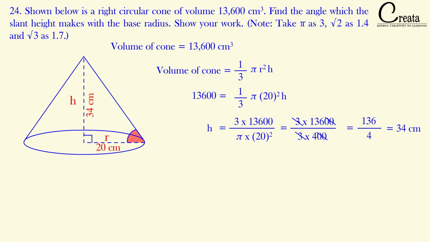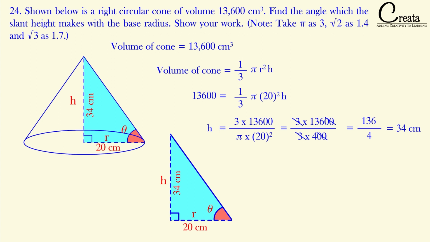The radius is already given in the question. We have to find this angle. Let's assume this angle as angle theta. If you observe, this is a right angle triangle. Once we got a right angle triangle, we can easily apply the trigonometry in the triangle. Here our angle theta is a trigonometric angle.